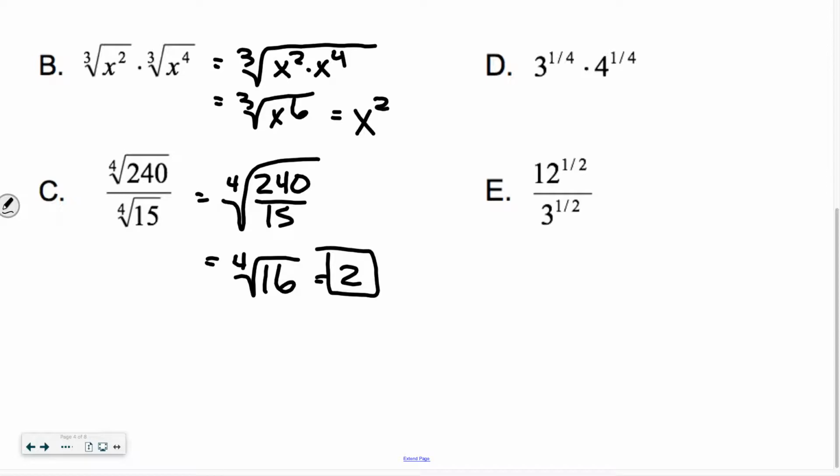3 to the 1/4 is really the fourth root of 3. And 4 to the 1/4 is really the fourth root of 4. And now as radicals, I can see very clearly they have the same root. So then I can make it the fourth root of 12.